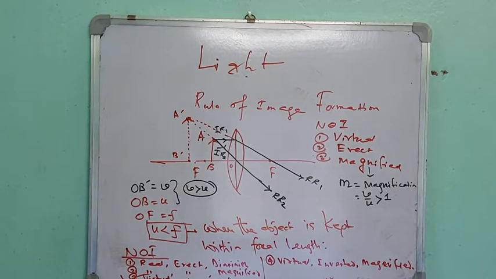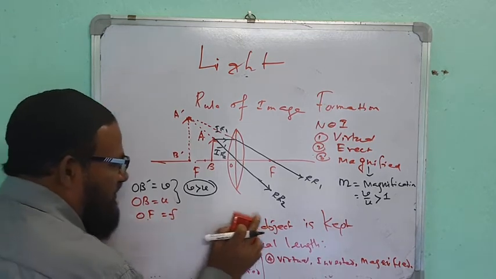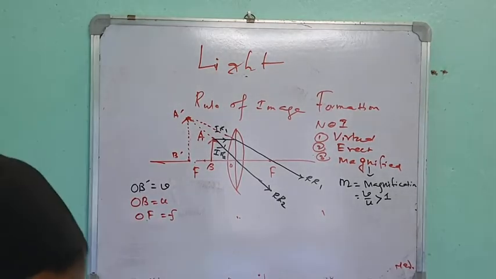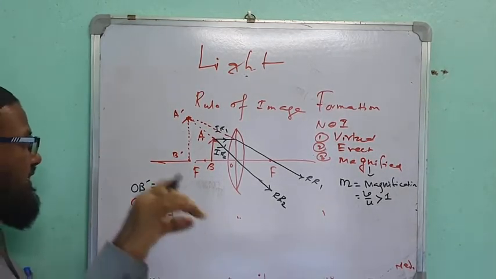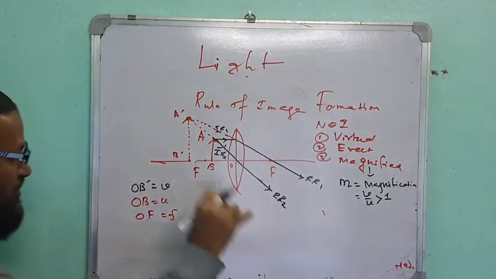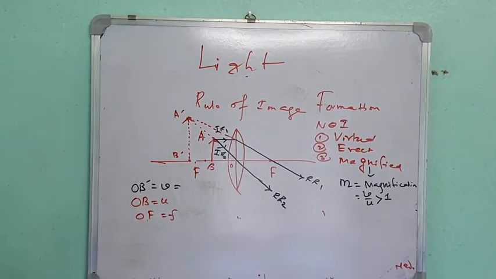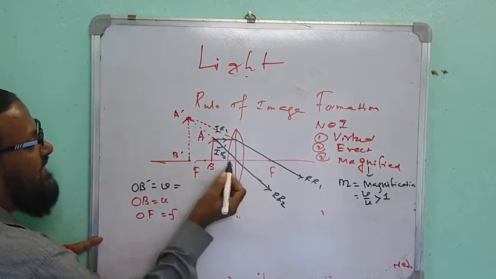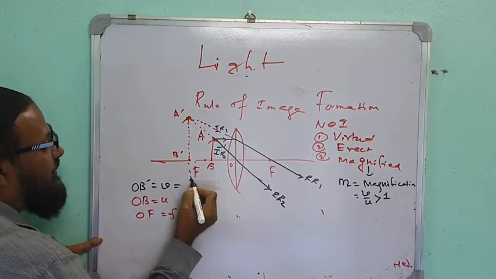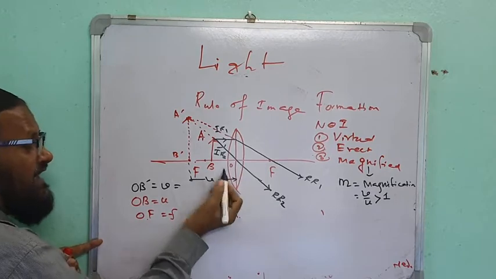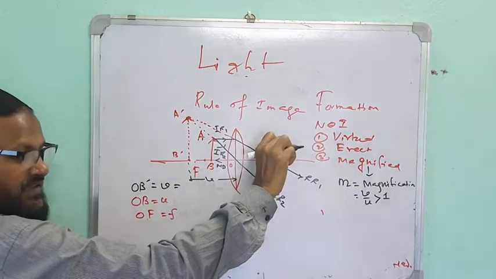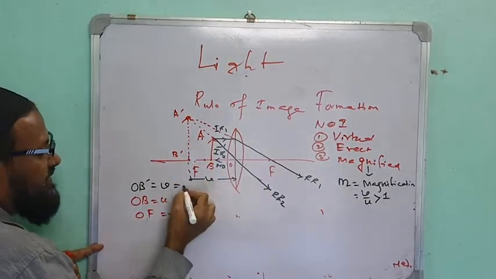Is it clear? Now, another thing is important. Another rule, that rule is very, very important. During calculation of numerical problems, this rule should be followed. The question is, is this V positive or negative? This is V, from here to here. What is the measurement direction? The measurement direction is opposite to the incident ray direction. Therefore this is negative.